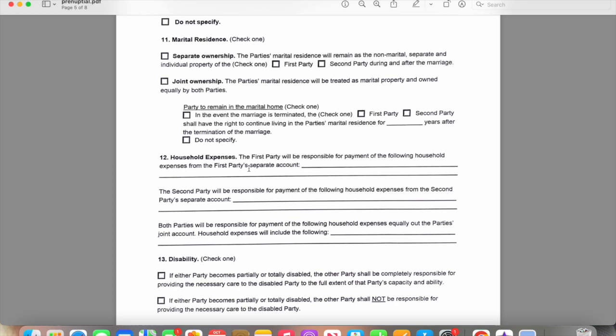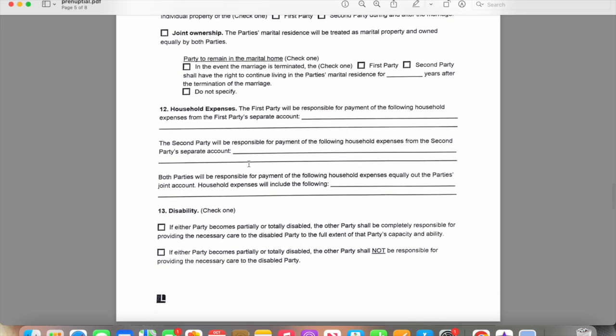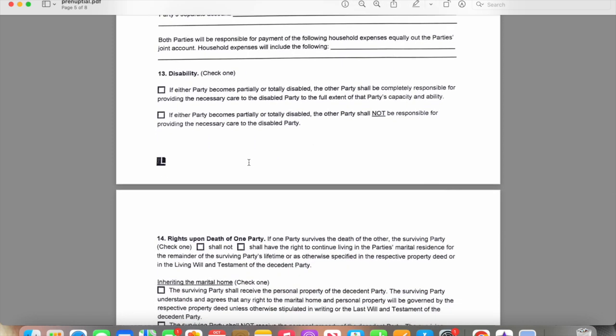But I did let them know that I am not an attorney. So if they have any specific questions, they need to direct them to the attorney. But I gave them my best guess, and that was good enough.